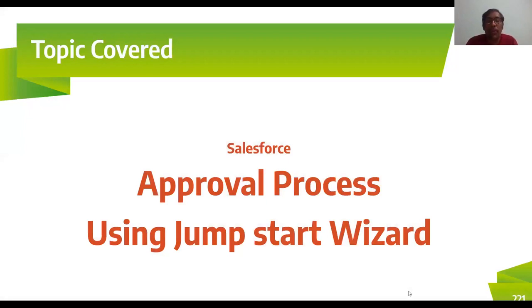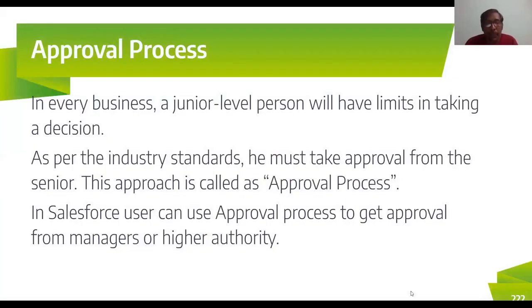In this session, we're going to discuss the Salesforce approval process. The approval process goes of two types. One is using the Jumpstart Wizard. The other one is called the Standard Wizard. In this session, I'm going to elaborately cover using the Jumpstart Wizard. It's an easy process, the approval process, right?